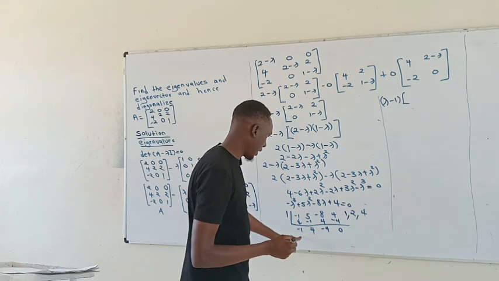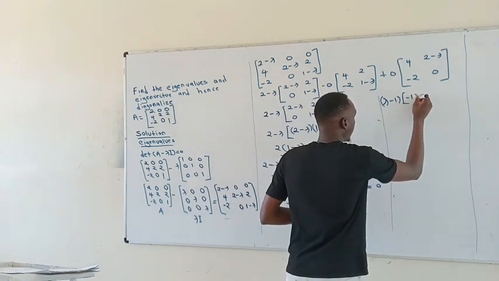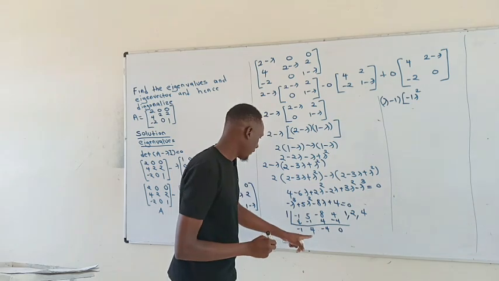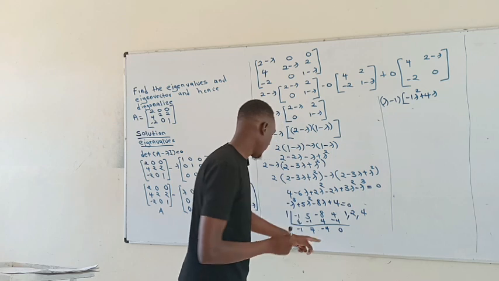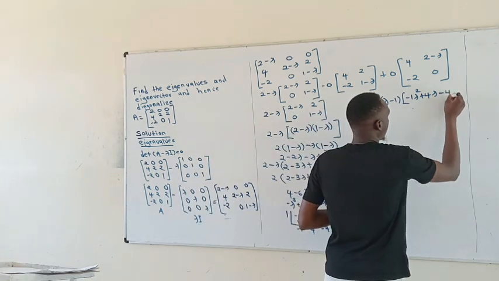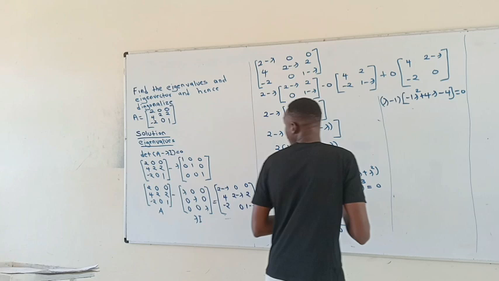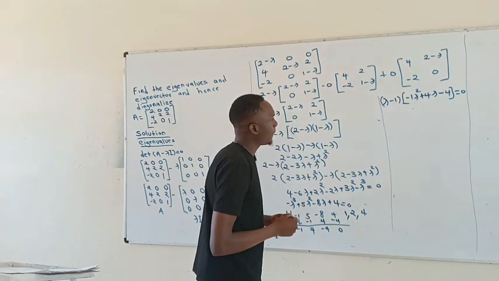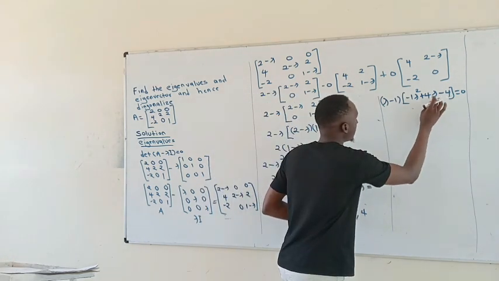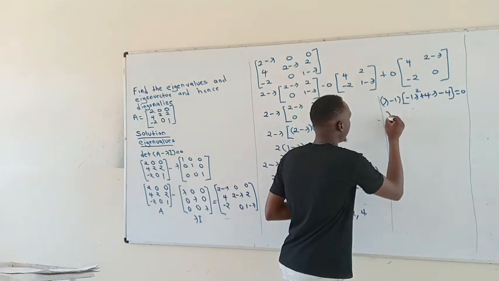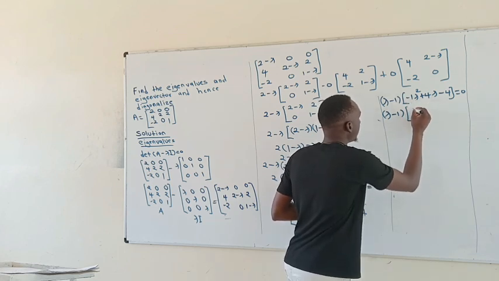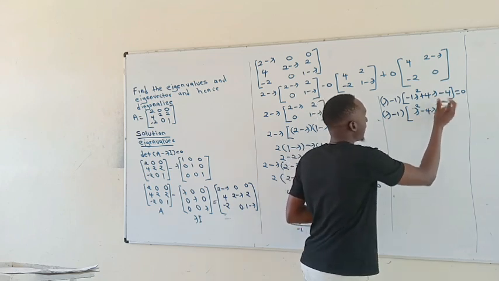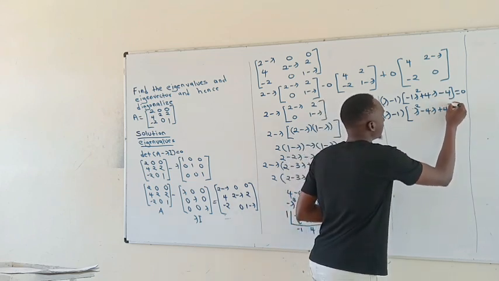Into it, we have negative 1 lambda squared, plus 4 lambda, then we have minus 4, which will equate to 0. Now let's multiply across the inner part by a negative. We have lambda minus 1 into negative: it will be now lambda squared, by negative it will be minus 4 lambda, by negative it will be plus 4, and it's equal to 0.